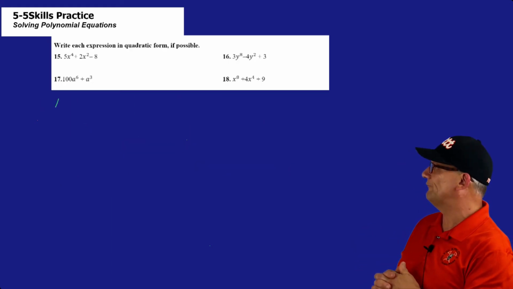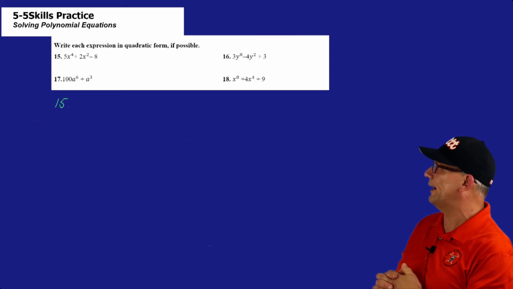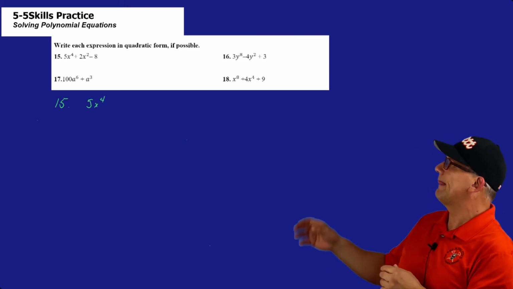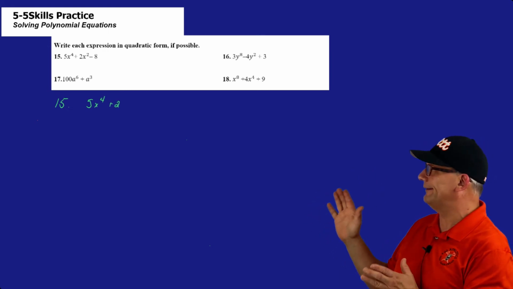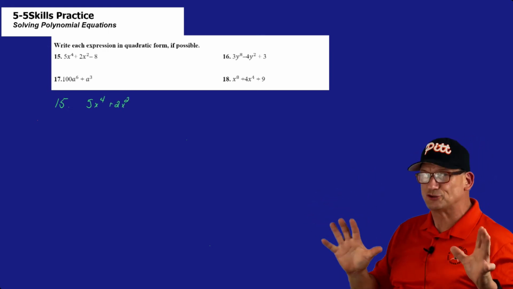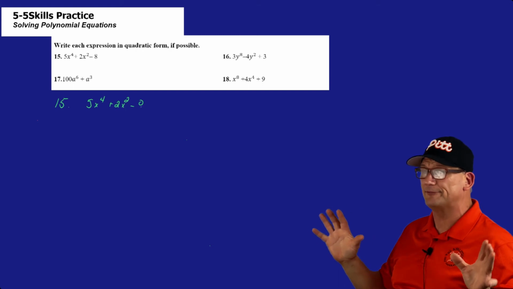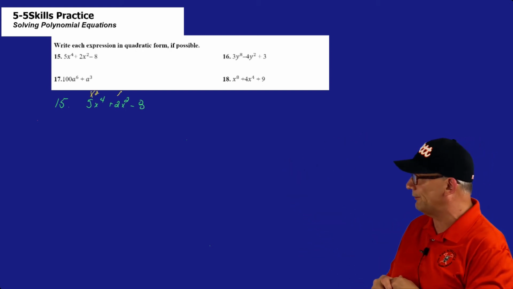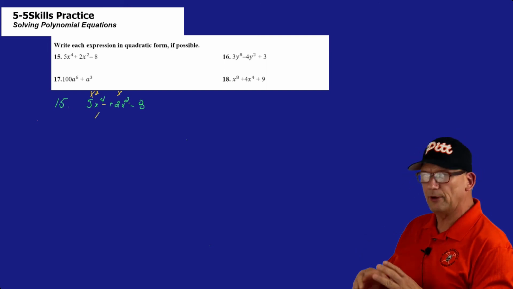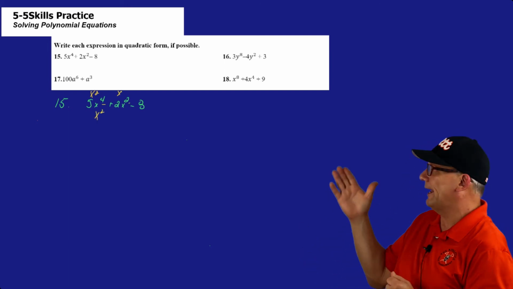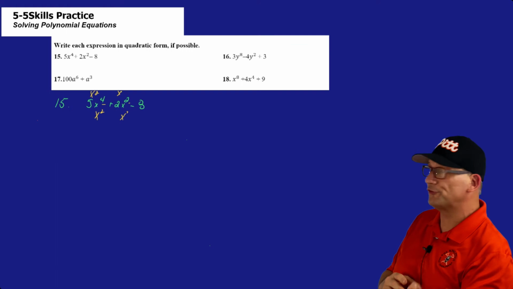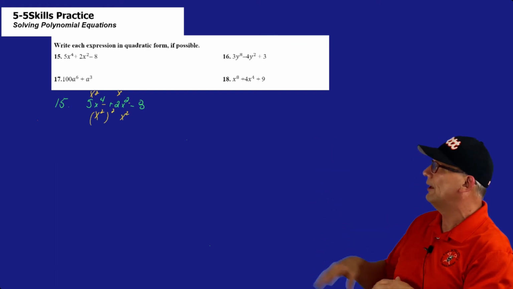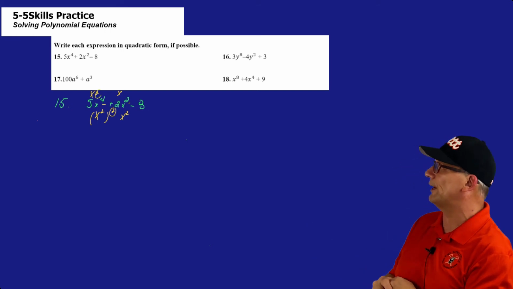All right, we're on 15 now, right? So write each expression in quadratic form. Now, pay attention, please. This may seem a little strange, and I might even have to pause this video to explain it. But look at the b term, x squared. Can I take x squared, raise it to the second power, and have it equal the first term? And it does. x squared squared is x to the fourth. So I can write this one in quadratic form.